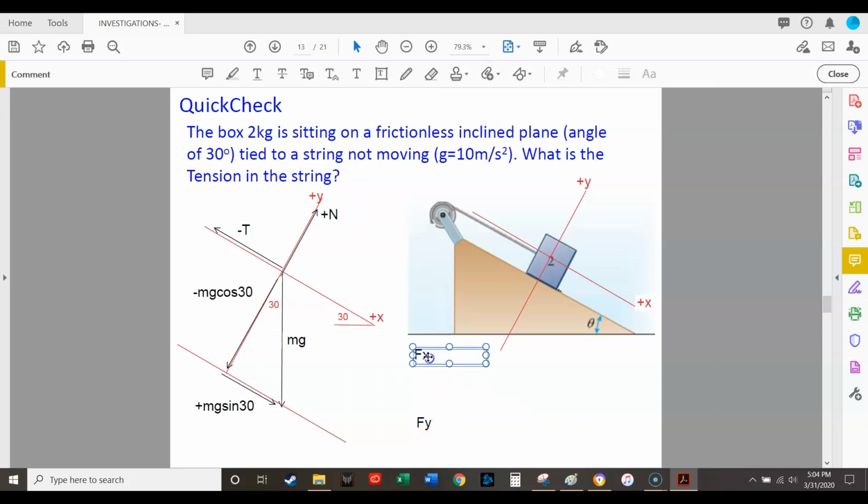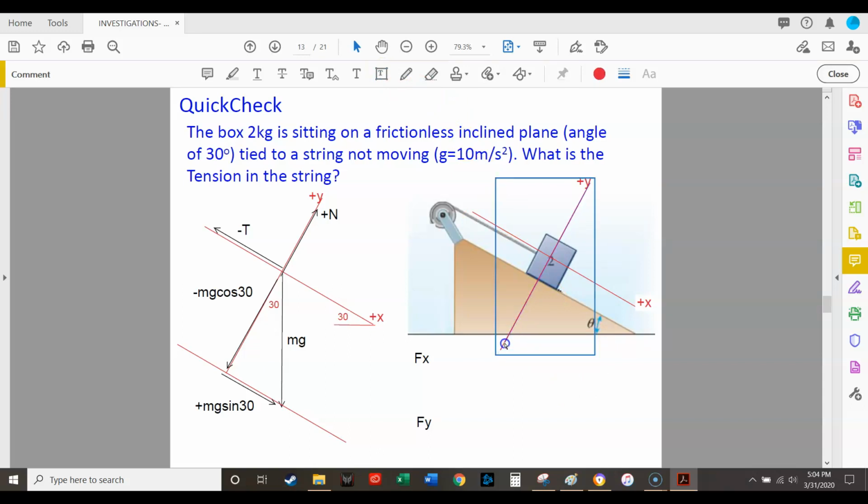And then we'll use these two sums of forces to answer the question, what is the tension in the string? So go ahead and pause the video in a second and sum the forces in the x and y direction. So pause it now, please. All right, and we're back.